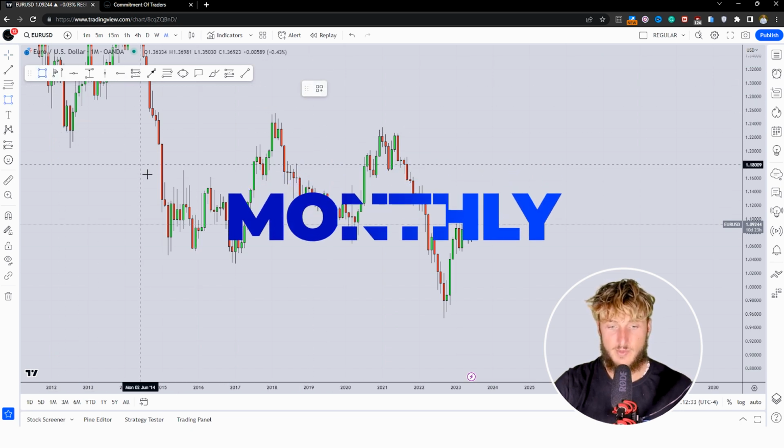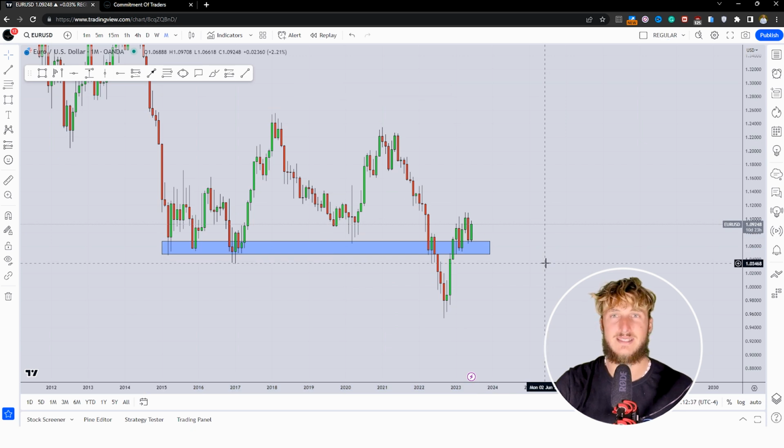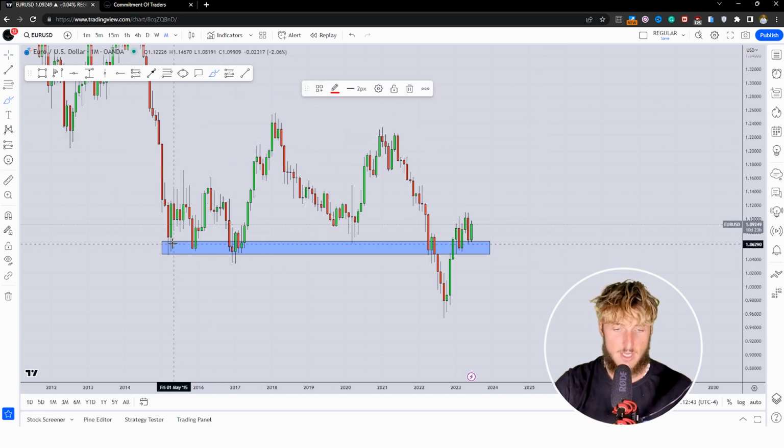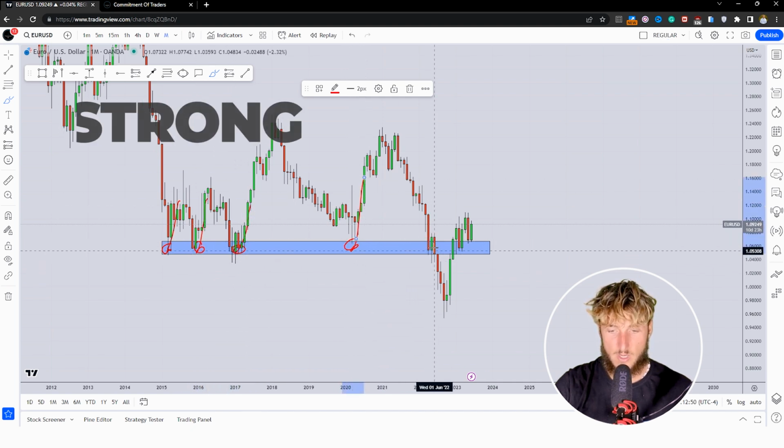Now, starting from the monthly time frame, what we can see is that we have a market which is currently testing a quite strong level of historical structure, support, and demand. In fact, what we can see is that every time that the market tested this zone in the past, it got rejected to the upside quite aggressively.